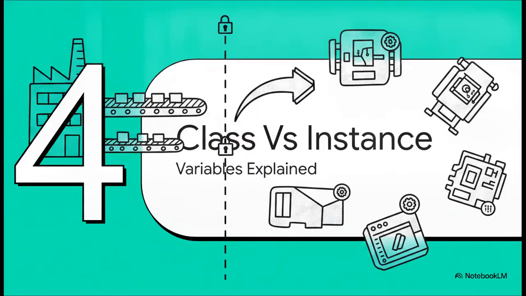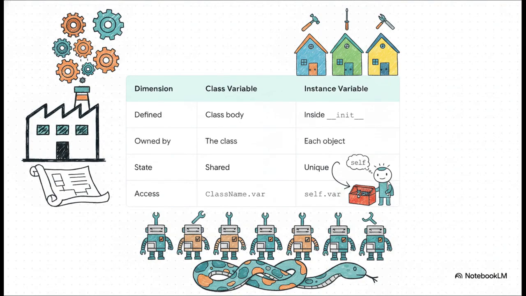Let's jump to Section 4, class versus instance variables. Let's see exactly how self builds a strict boundary between what belongs to the factory and what belongs to the product. There is a huge divide in Python OOP. Class variables are defined directly in the class body. Think ClassName.var. These are your factory defaults shared by everyone. Instance variables, however, are defined inside methods like init using self.var. This means they belong strictly to the individual object. If you change an instance variable, it only affects that one specific object.